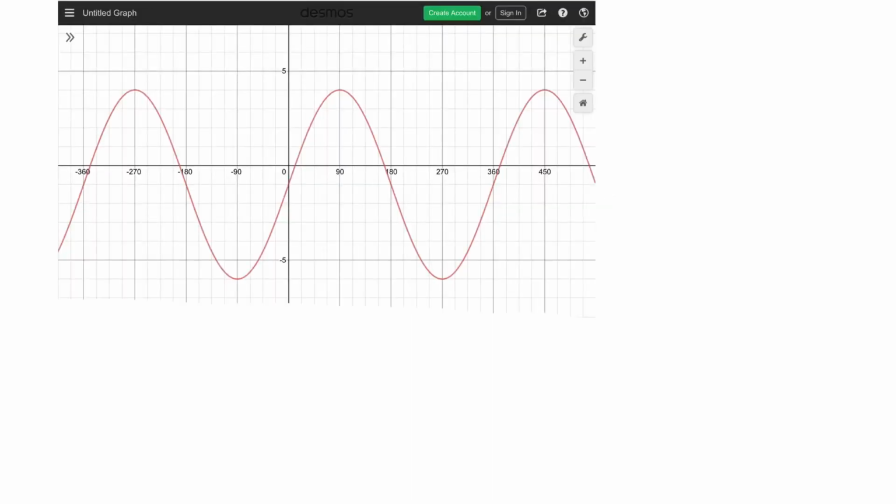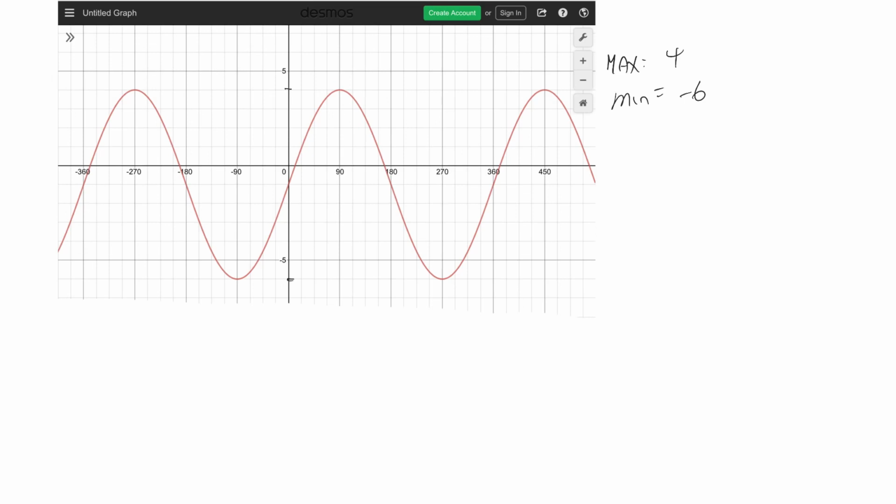So here we have a sinusoidal curve, and what we're going to do first is figure out the max and the min. The max here in our case is the highest y value. In this case, it is 4. The minimum is going to be down here, which is -6. And once we have our max and min, we can figure out two pieces of information.